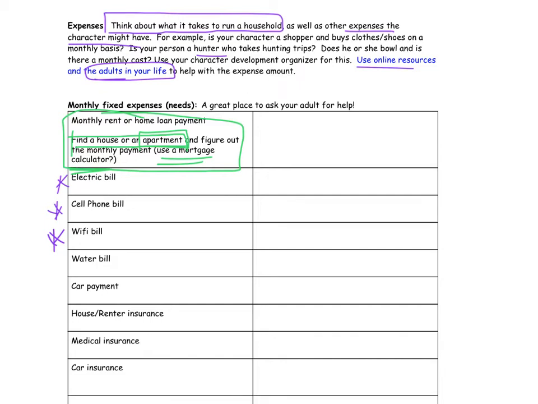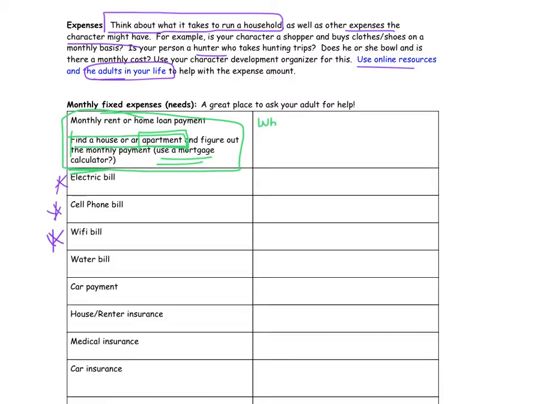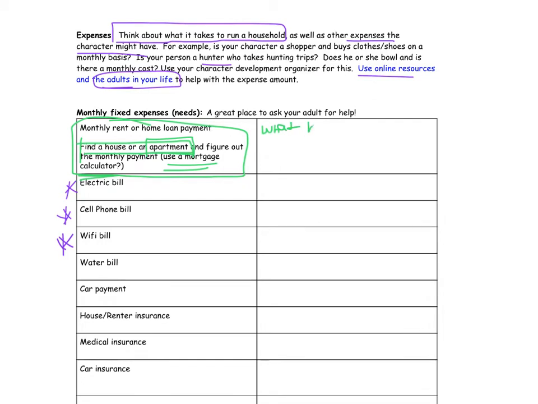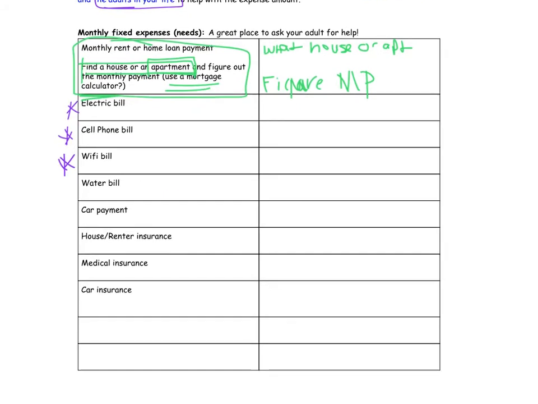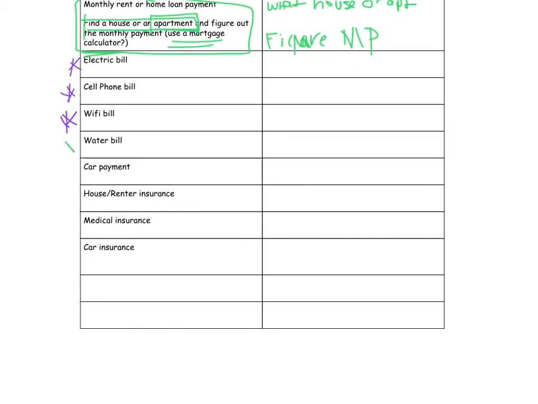So first, I want to know, put a link to what house or apartment, and then figure out your monthly payment. If you get stuck on this point, please reach out. We can help you. Electric, phone, Wi-Fi, water bill, all of those, you should be able to ask an adult for help, or like I said, just look it up.